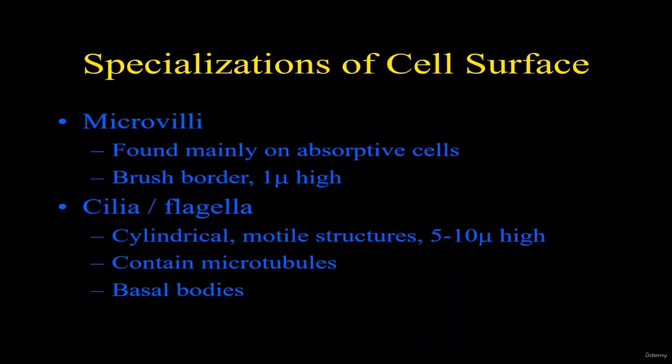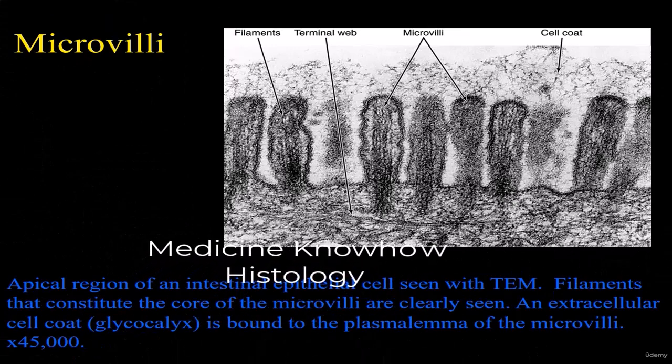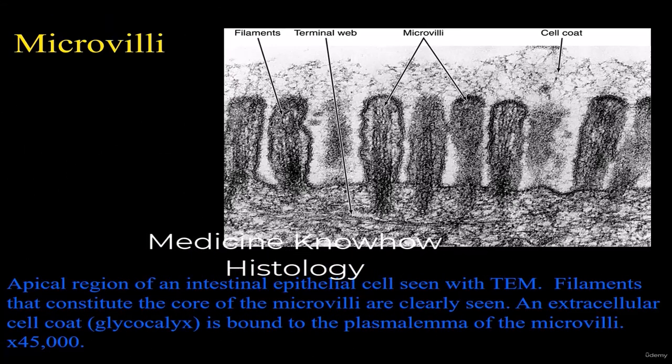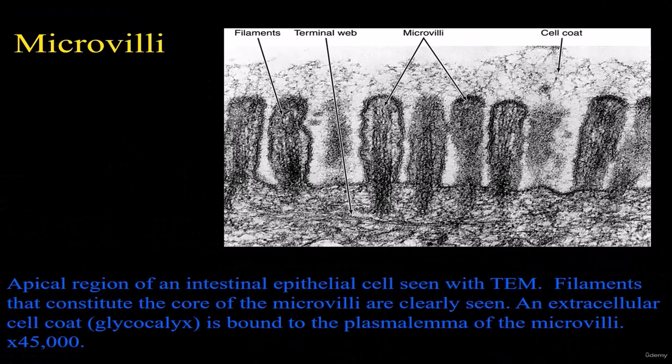Some cells take on other functions rather than support. Microvilli are found mainly on absorptive cells, forming a brush border. Cilia and flagella are cylindrical motile structures from 5 to 10 micrometers, containing microtubules and basal bodies. This is microvilli, the apical region of the intestinal epithelial cells, seen in this section. Microvilli appear here under the microscope.